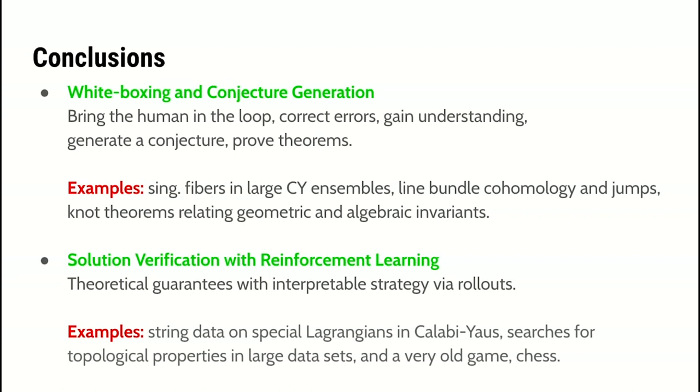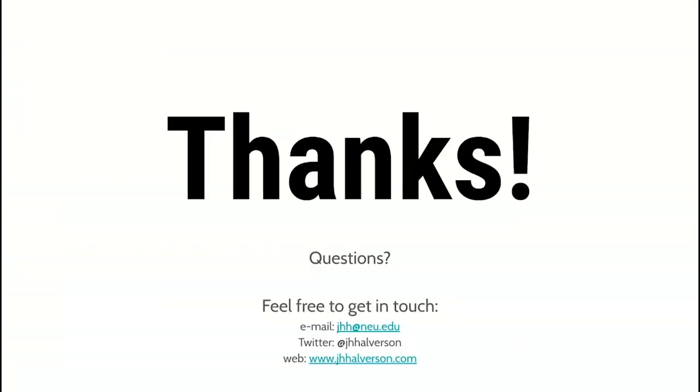So I gave examples of string data on special Lagrangians and Calabi-Yaus. The one I didn't talk about was searches for particular topological properties in large ensembles of Calabi-Yaus, and I mentioned chess. So thanks a lot.